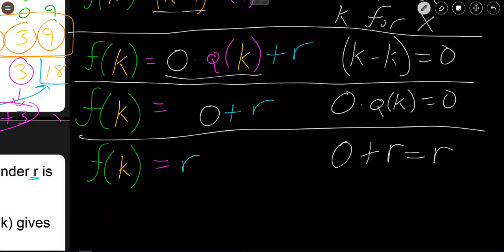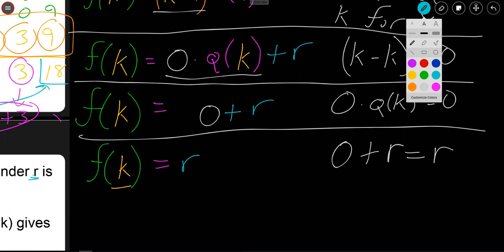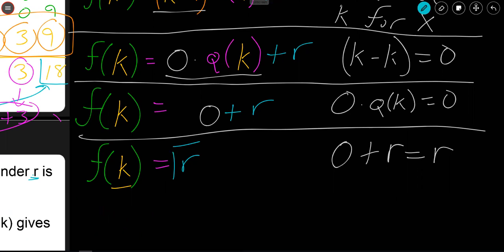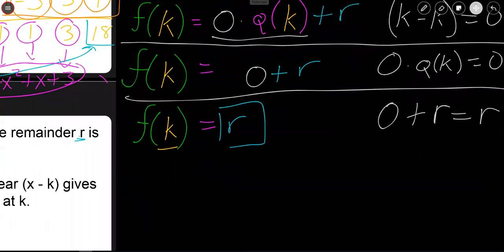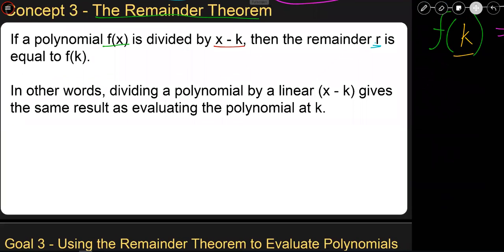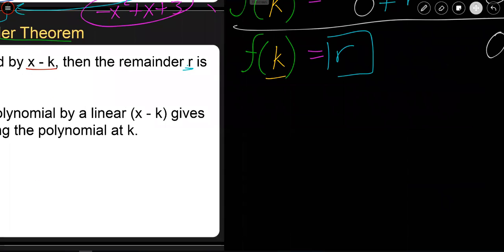So what this means then is, whatever this k value is, when I'm dividing my dividend by a linear, if I plug that k value right into the function, the value I'm going to get out is going to be the exact same thing as the remainder that I would get using synthetic division. So in other words, dividing a polynomial by a linear gives the same result as evaluating the polynomial at k.